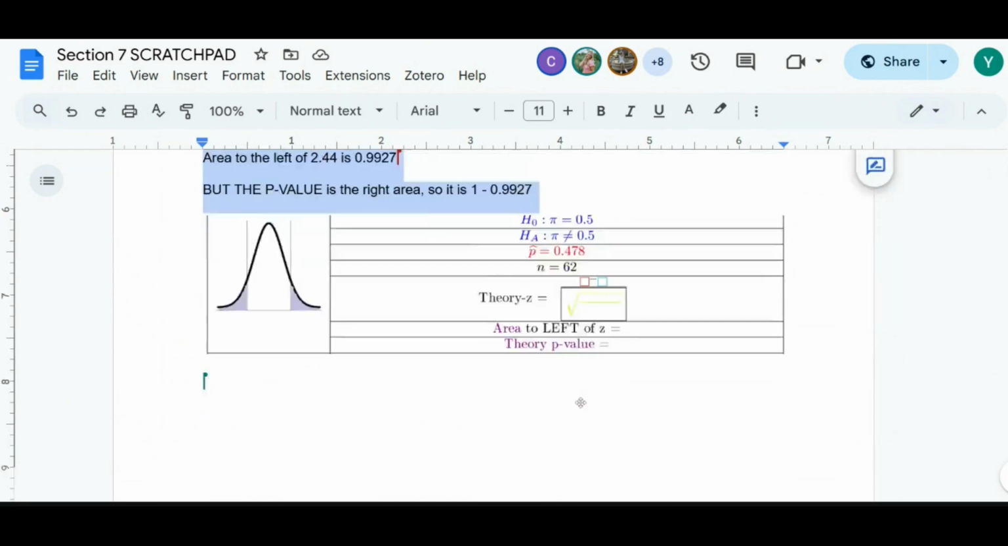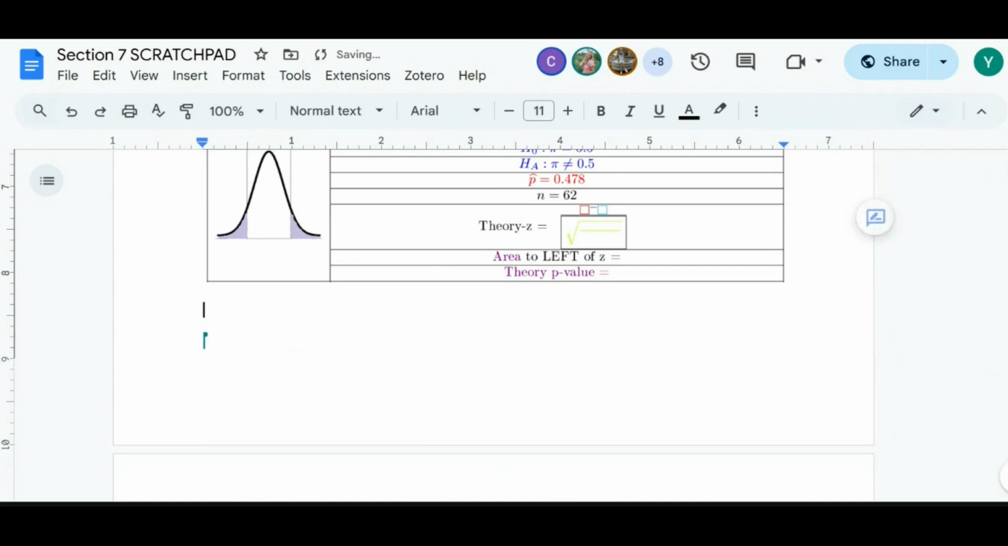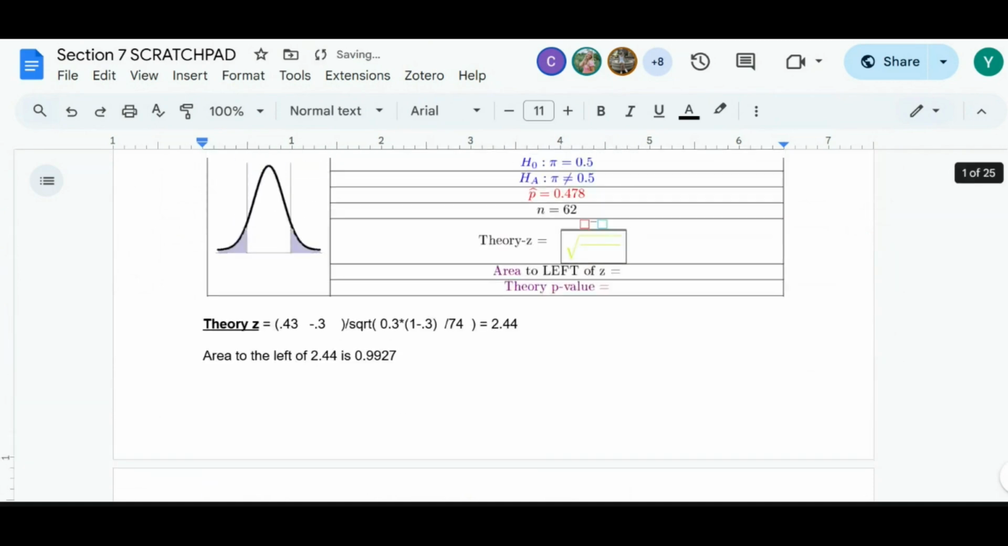Okay, let's have you change some things. And please, if these things are making you very confused, don't worry. That's what office hours are for. Please come and I will help you. All right. So, theory Z, can you make some changes? In this situation, what should it be? Something minus something, but what? All right. Always red minus blue on top.